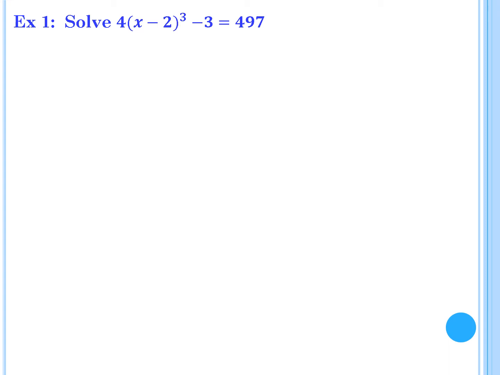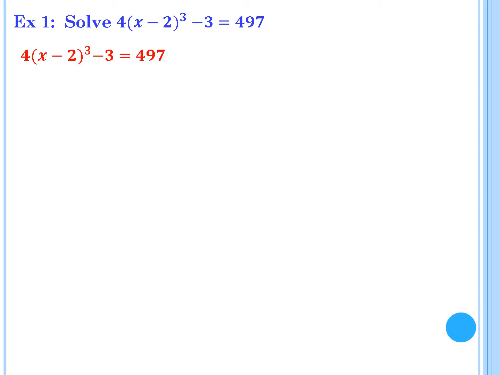Example 1 wants us to solve 4 times x minus 2 quantity cubed minus 3 equals 497. So they want us to solve this equation for x. So we're going to start with the equation.